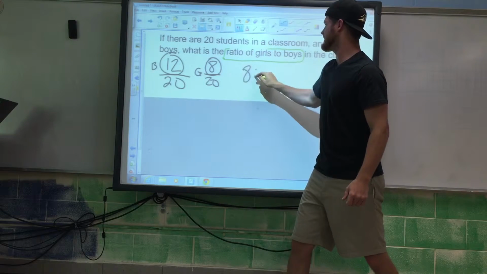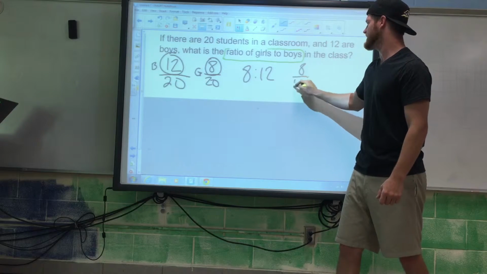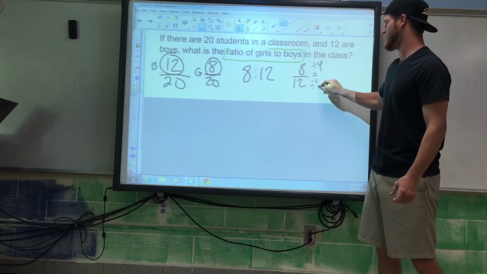We have 8 girls to 12 boys. That can be reduced. If I have 8 to 12, what number goes into both of those? 4. We divide the top and the bottom by 4.